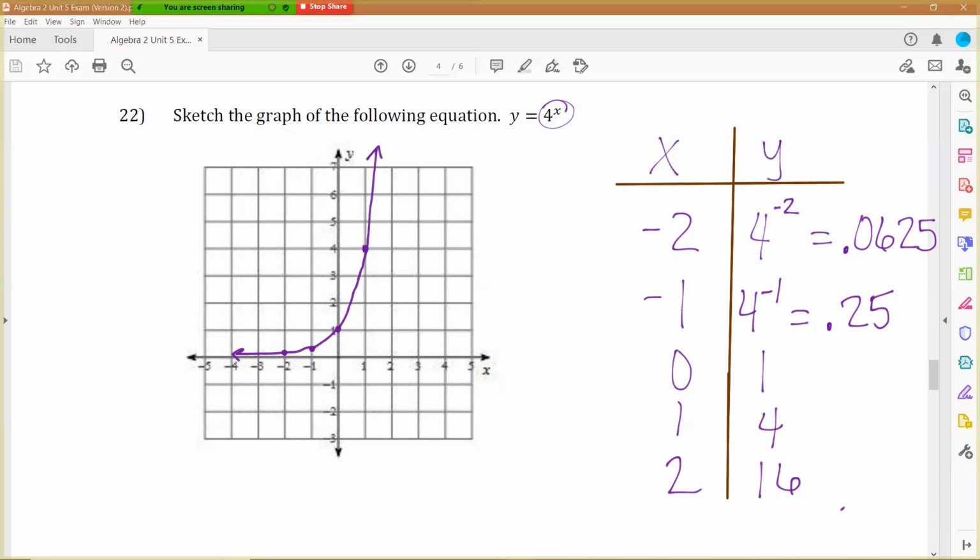It does not cross the x-axis. So you'll never get a negative value. If you just keep plugging in -3, -4, -5, you're going to get smaller and smaller and smaller numbers. It's going to get closer to that x-axis, but it'll never get to 0 nor cross it. So 2 points for this graph.